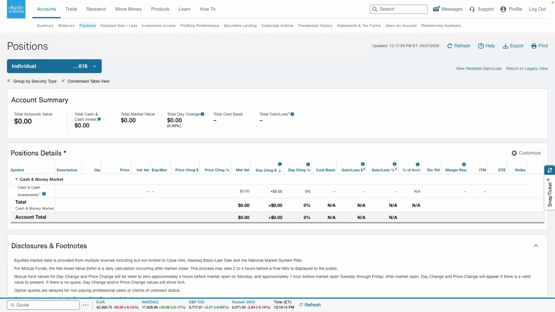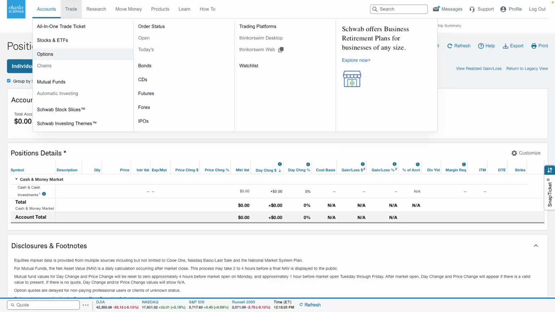Let's look at how I could actually place such an order. Here I'm logged into a Schwab account. I go up to trade, just on the website, trade, options.